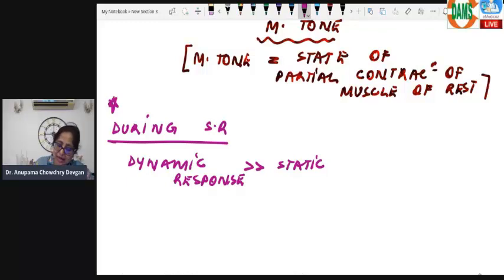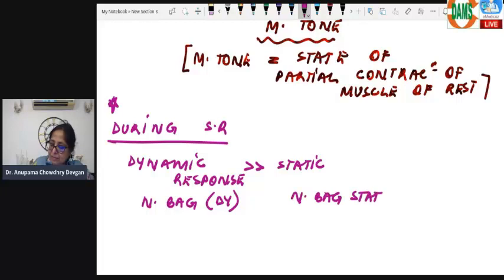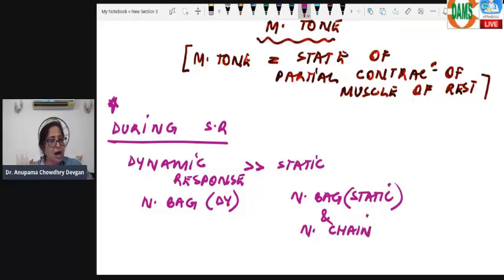And what was the dynamic response? The dynamic response was in the nuclear bag dynamic. What is the static response? The static response is in the nuclear bag static and the nuclear chain. All are going to be excited during the stretch reflex: nuclear bag dynamic, nuclear bag static, nuclear chain. But the response is primarily in the nuclear bag dynamic, right? The dynamic response is much more than the static response. Okay?